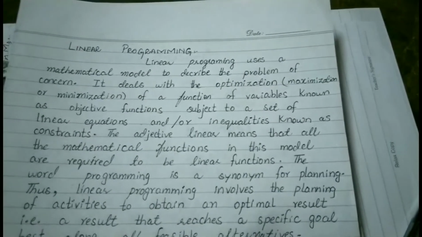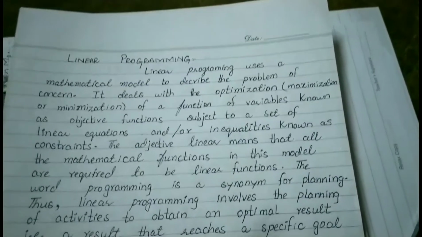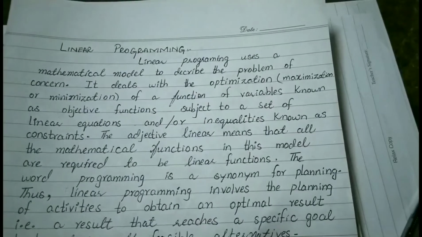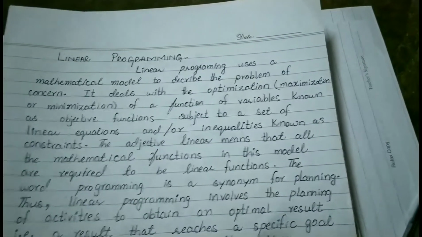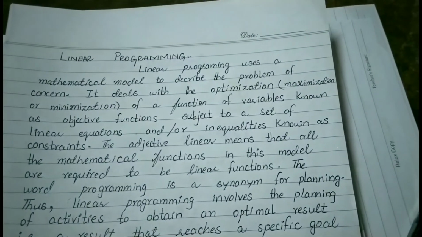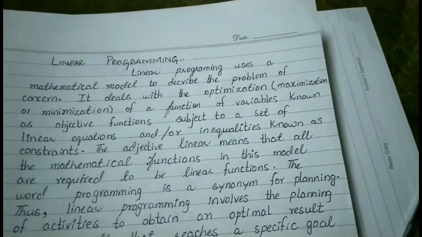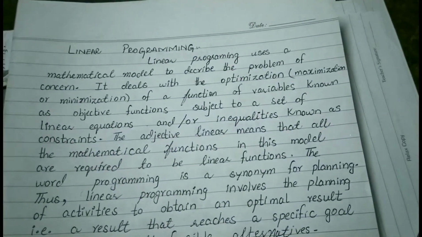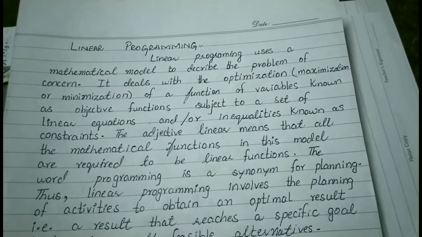Before starting the formulation, we have to remember a few terminologies and a few steps to formulate. The first one is linear programming. Linear programming uses a mathematical model to describe the problem of concern. It deals with the optimization, maximization or minimization of a function of variables known as the objective function, subject to a set of linear equations and/or inequalities known as constraints.